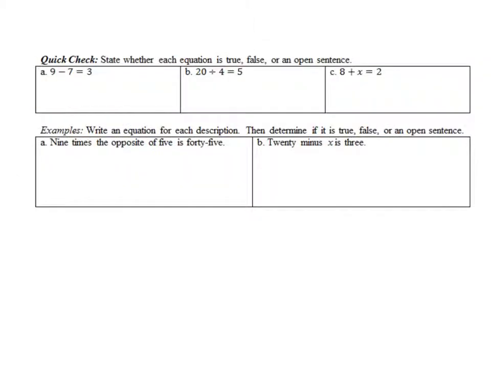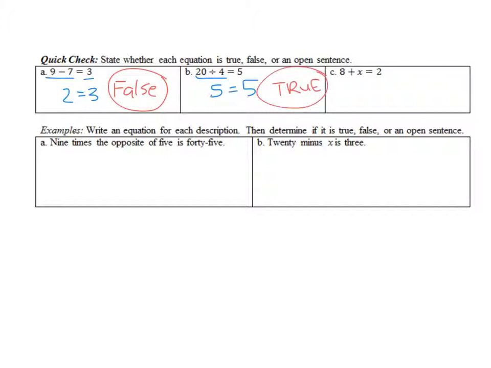Here are a few more. So I don't see a variable, so it's not open. 9 minus 7 is 2. 2 does not equal 3, so this is going to be a false equation. Letter B. I don't see a variable, so it's not open. 20 divided by 4 is 5. Does 5 equal 5? It does, so it's true. And the last one has a variable, so it's open.